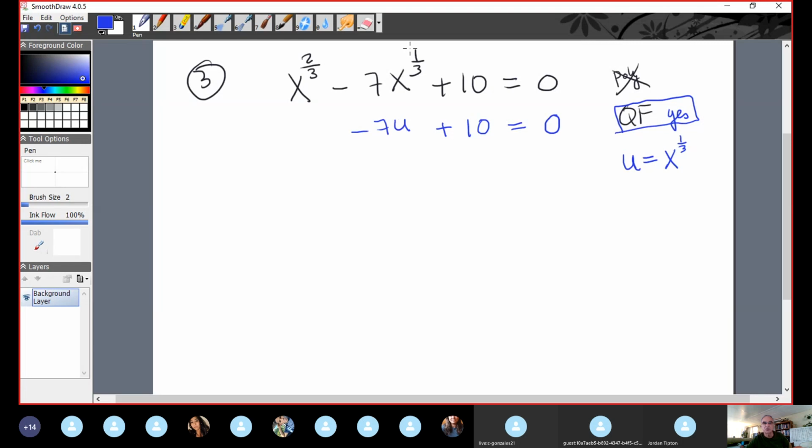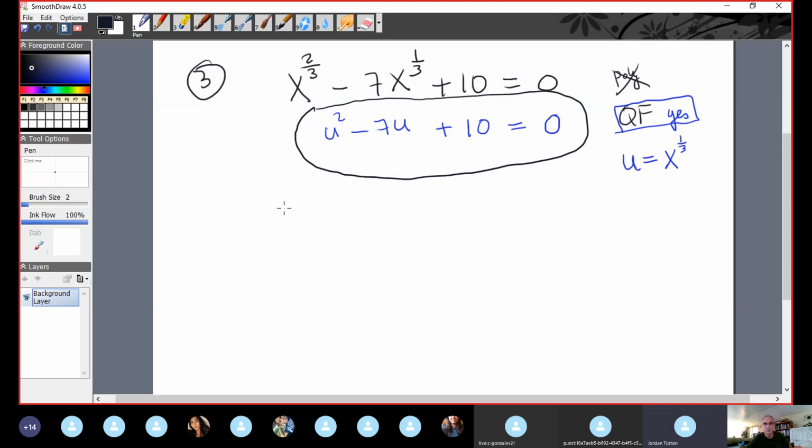-7u, because by definition, this guy was u, and this is twice, so this is u squared. Wow, easy. And you get a super elementary quadratic equation. Super elementary quadratic equation. Let me rewrite it.